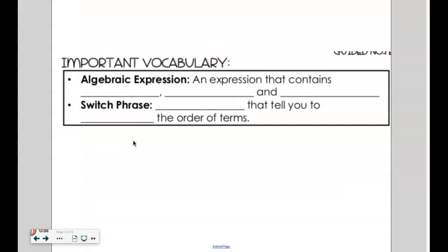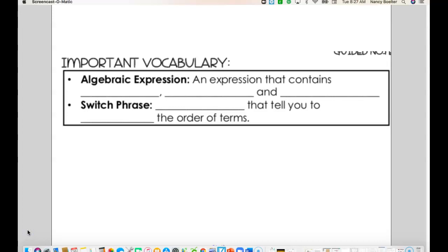So important vocabulary to remember is what is an algebraic expression. An algebraic expression is an expression that contains a variable, an operation, and a constant.